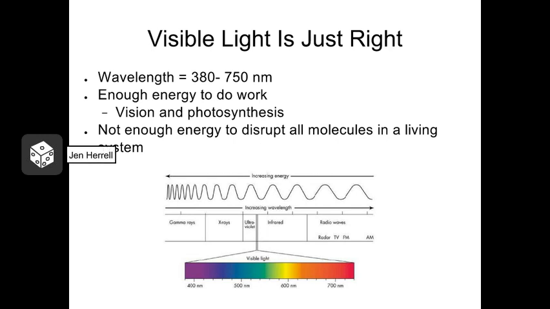Visible light in the middle of the electromagnetic spectrum is used for several different processes inside living things. It's used to generate our vision, of course, but it's also used for photosynthesis. So why is this? Well, visible light is just right in terms of energy. It doesn't have so much energy that it can be damaging, but it has enough energy so that it can perform work. Visible light ranges from 380 nanometers to 750 nanometers, and you might notice that these are the wavelengths that we use when we use our spectrophotometers in lab.